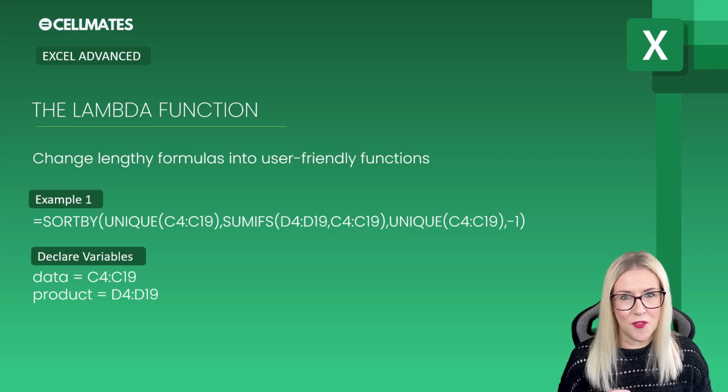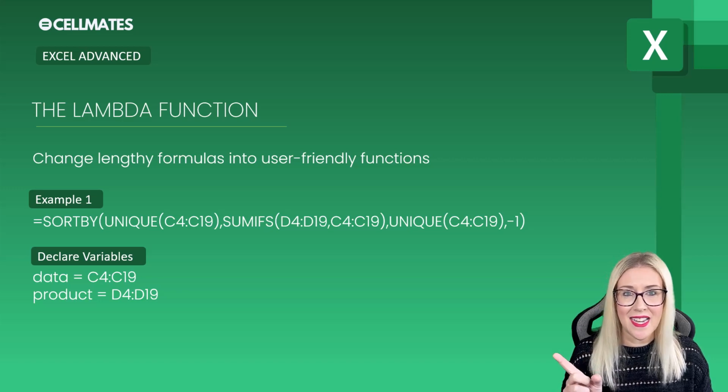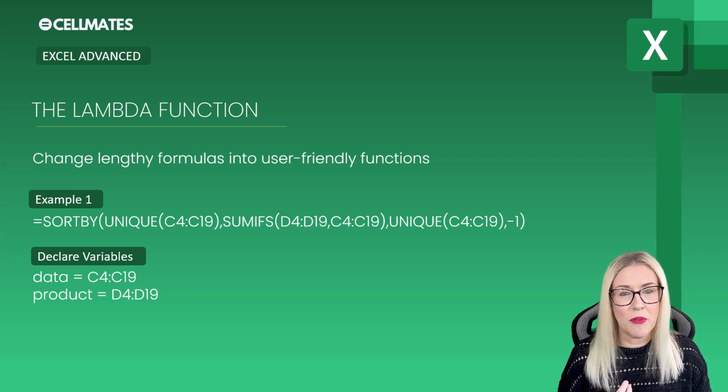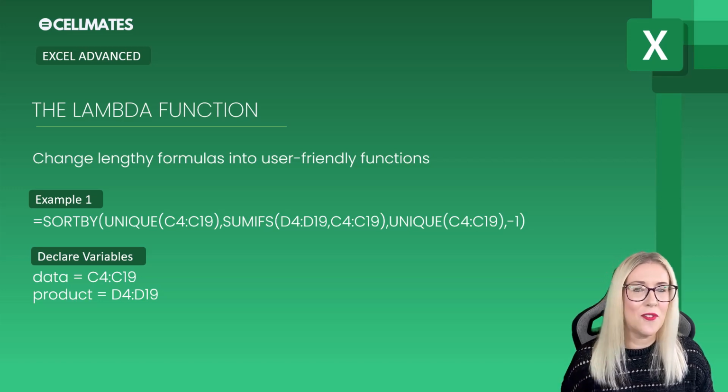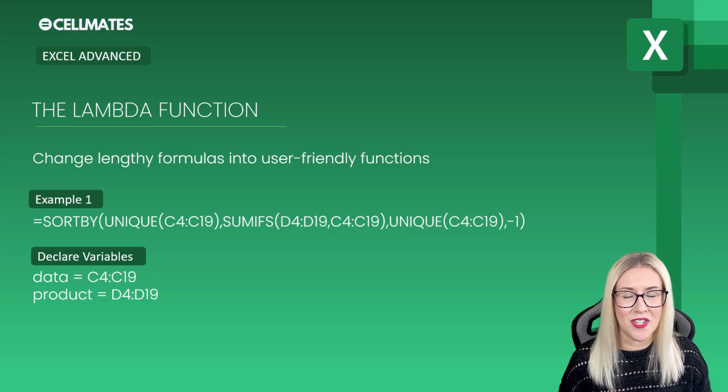Well, if we take this formula as our example, we could declare two variables for this formula. For example, wherever we have the cell range C4 to C19, that's actually where I go in and select my data range. So maybe you're used to using things like named ranges in your worksheets. We could give that specific cell range C4 to C19 its own name, and in this example, I've called it data. We could then create another variable called product, which represents the cell range D4 to D19. And maybe D4 to D19 contains a whole list of different products.